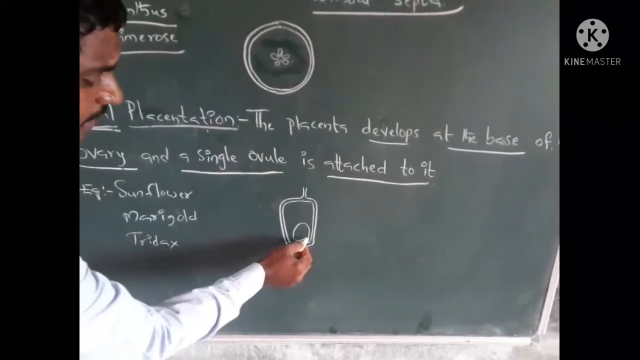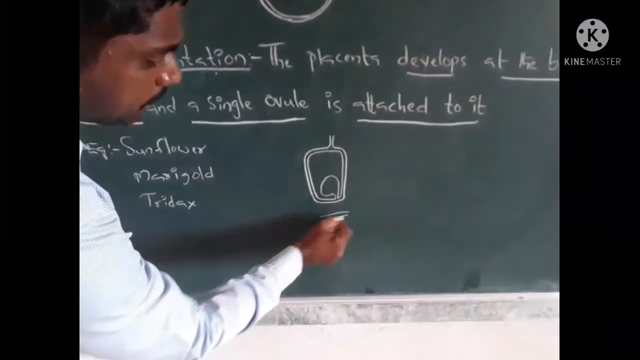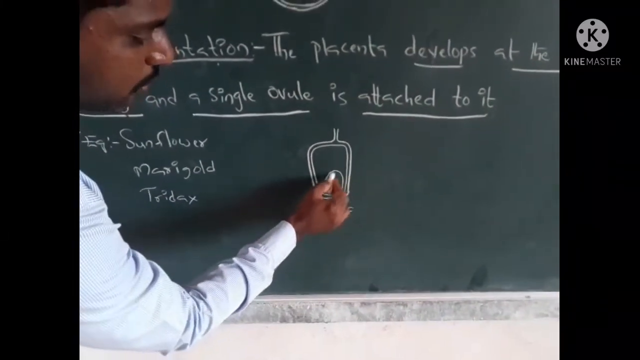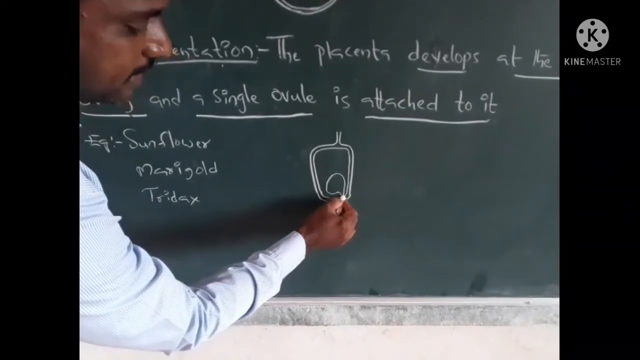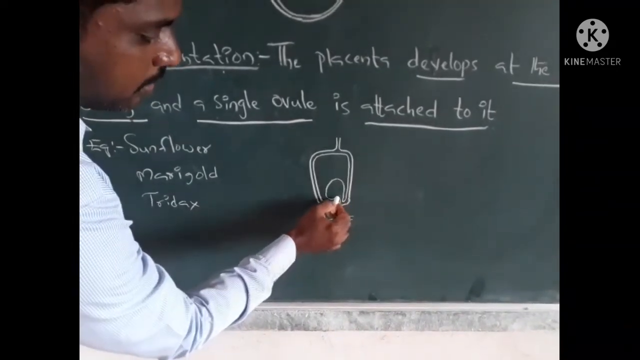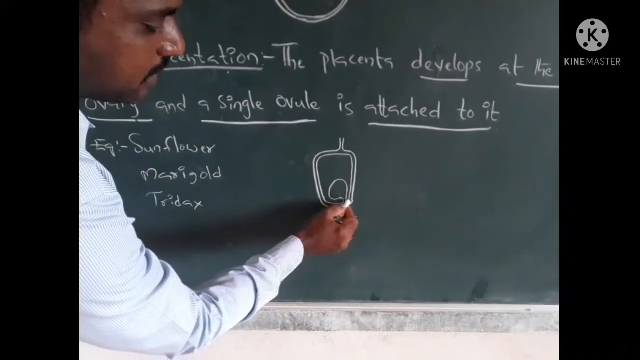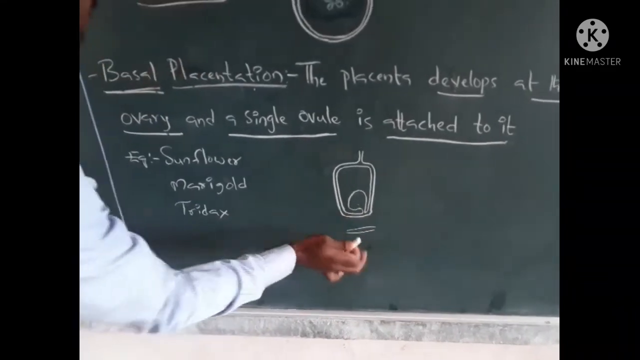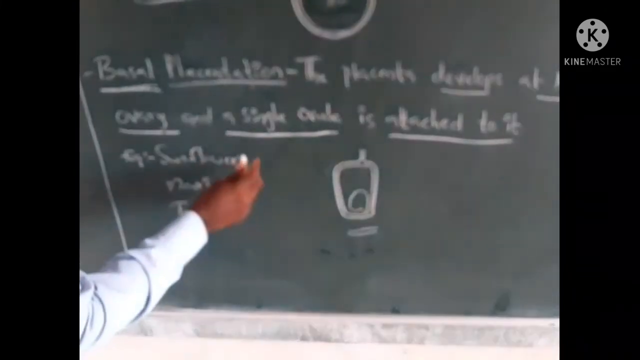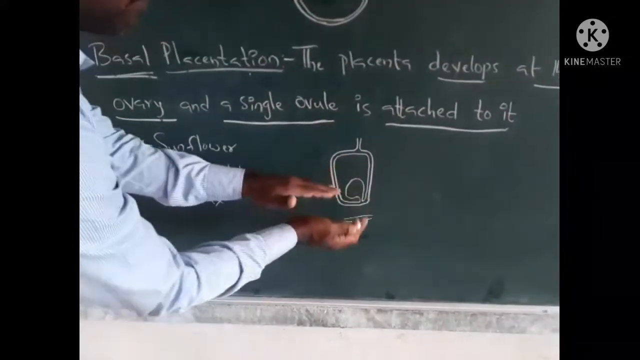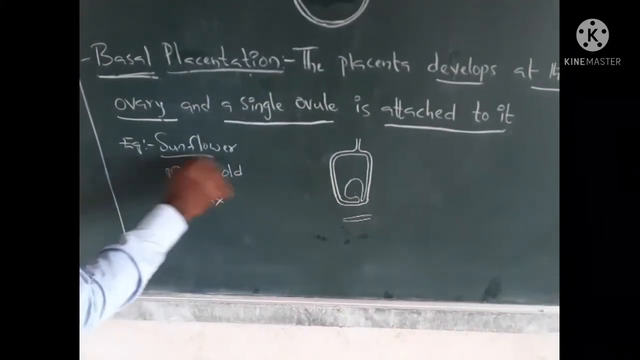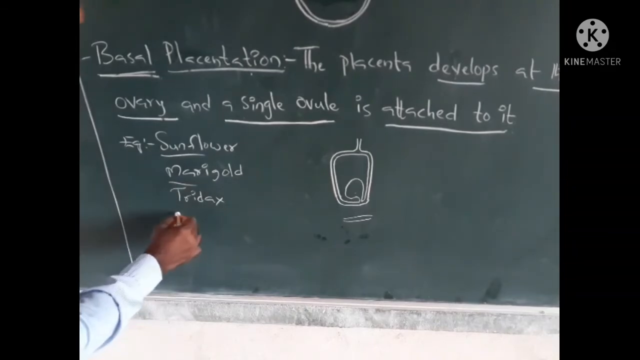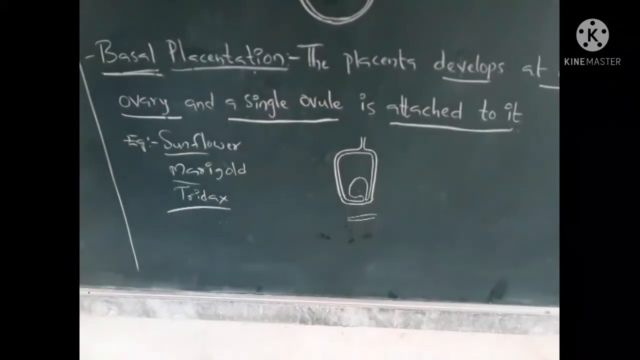See here, the ovary is here, and only a single ovule is present at the base of the placenta. This type of placentation is called basal placentation, which means the ovule is arranged in the basal part. Examples: sunflower, marigold and Tridax.